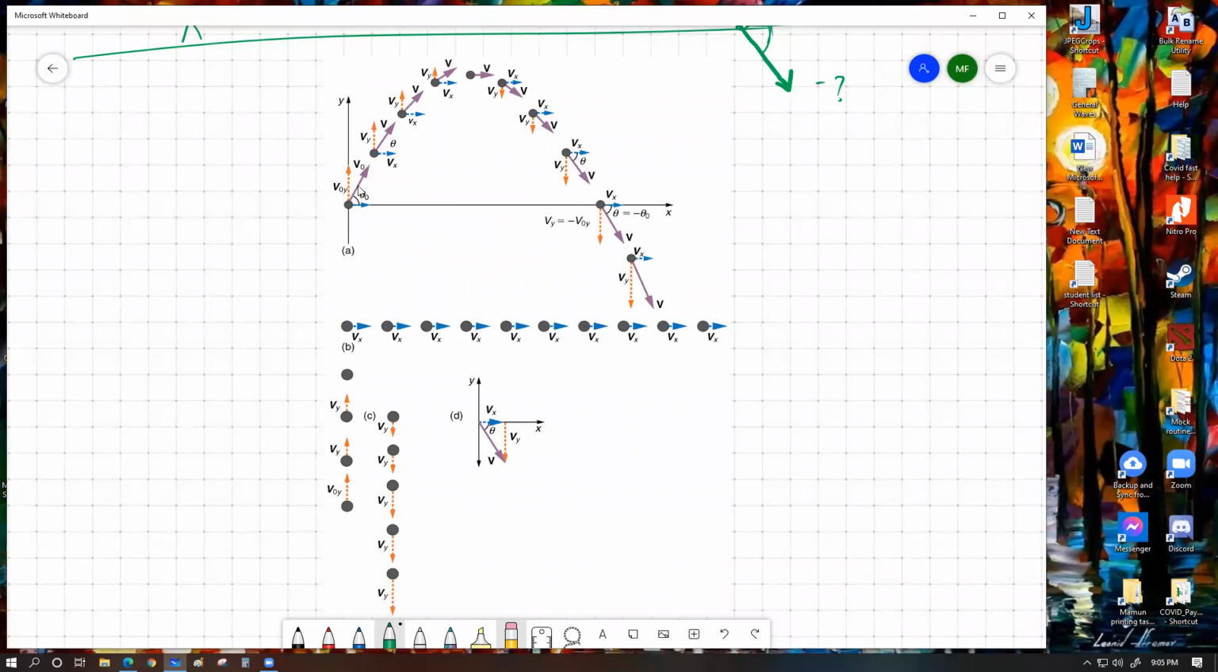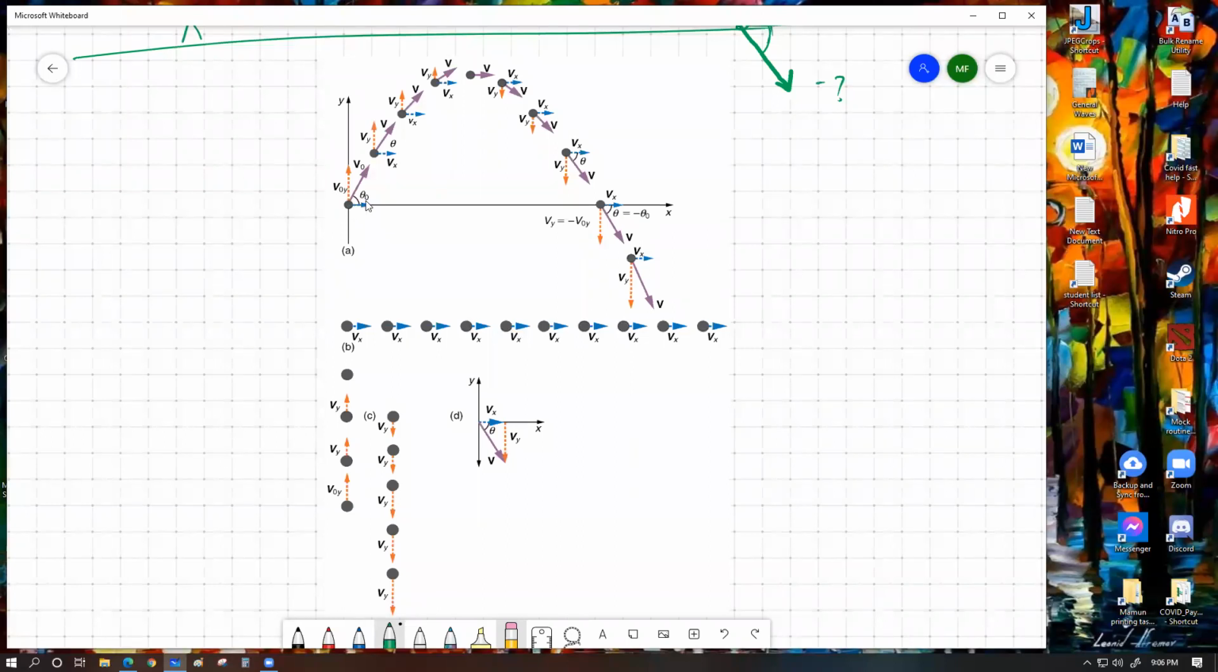There are violet arrows, which are the angled arrows. The orange arrows are only vertical. The blue arrows are only horizontal. In this case, they are trying to show us what's going to happen for a projectile motion that is symmetrical. Symmetrical projectile means that it's going to be thrown off from this point and eventually land on the same horizontal level. So that's why theta equals minus theta naught. I'm going to explain piece by piece.